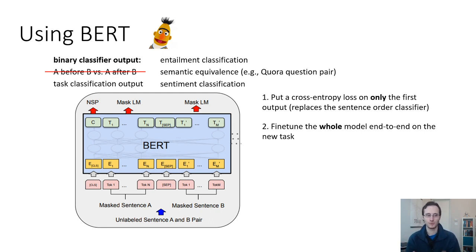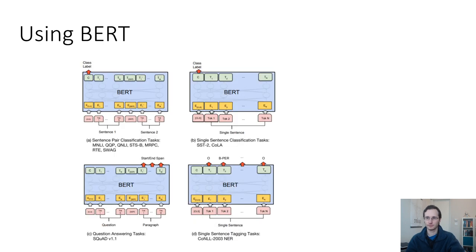So if your problem is a text classification problem, like entailment classification, semantic equivalence, sentiment classification, etc., train BERT normally as a language model and this sentence order predictor, and then take the resulting model, replace the loss on the first position with your desired classification loss, remove all the other losses, no more language model losses, and then continue training the whole thing on your task. Okay. So whether you have a sentence pair classification task or a single sentence classification task, there are many different tasks like this. This is what you would do.